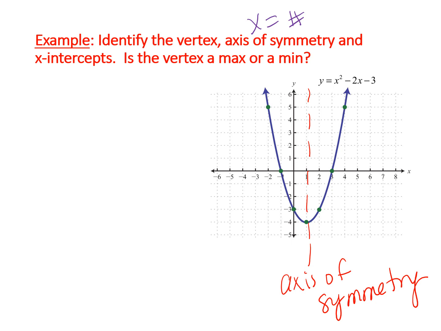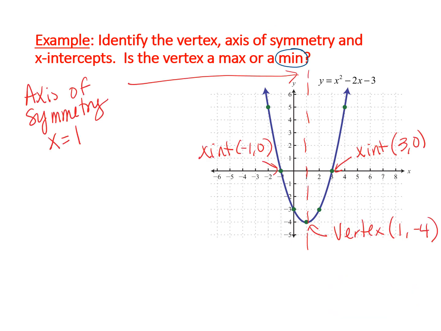I'm going to move on to the next slide so you can see the answers. So my vertex has coordinates 1, negative 4. We have an x-intercept at negative 1, 0, and an x-intercept at 3, 0. Our axis of symmetry goes through the vertex, so its equation is x equals 1, because notice that the x-coordinate of my vertex is 1, so my axis of symmetry is 1. And then lastly, on this parabola you can see the lowest point, not the highest point, so therefore this parabola has a minimum.